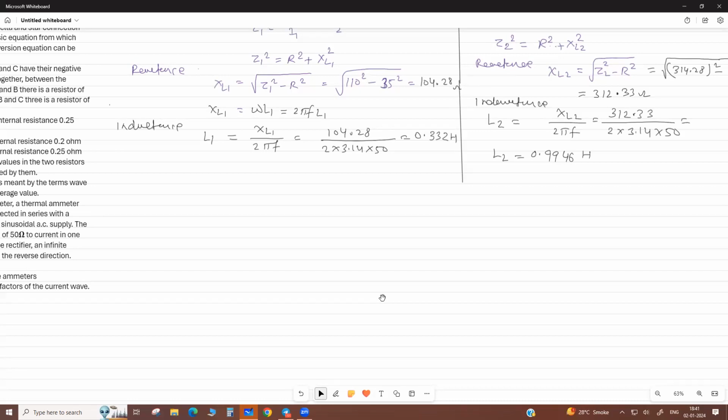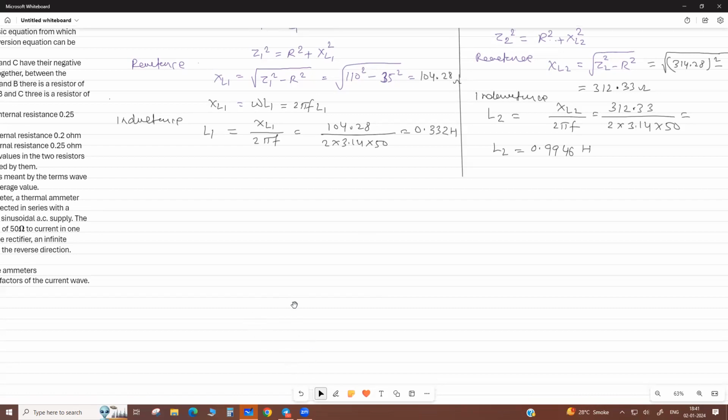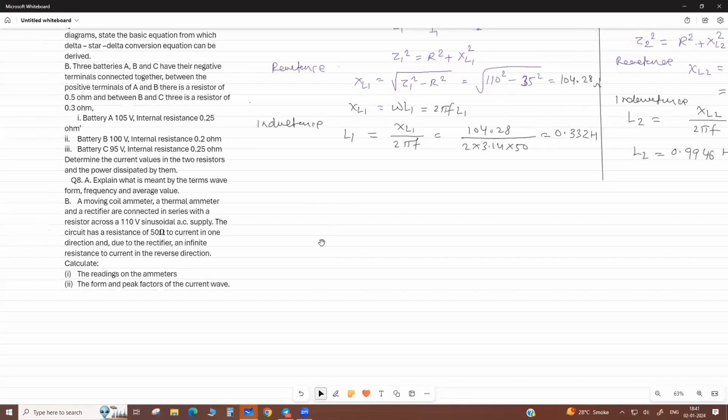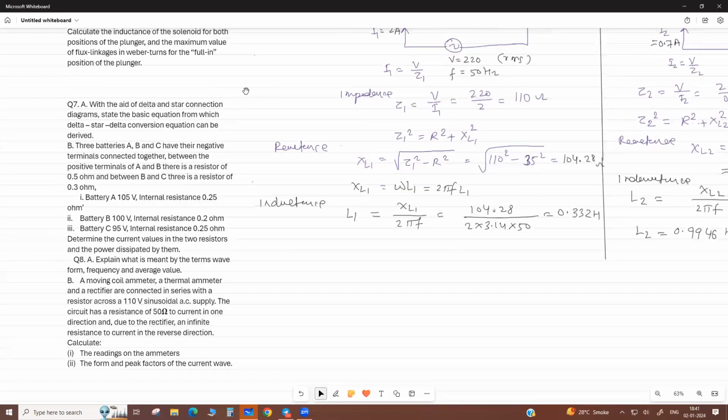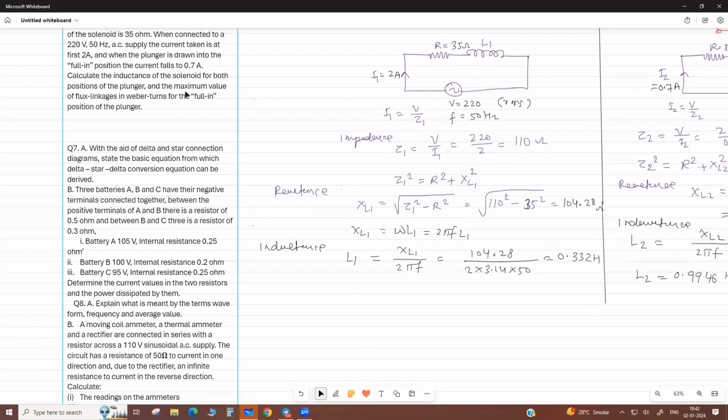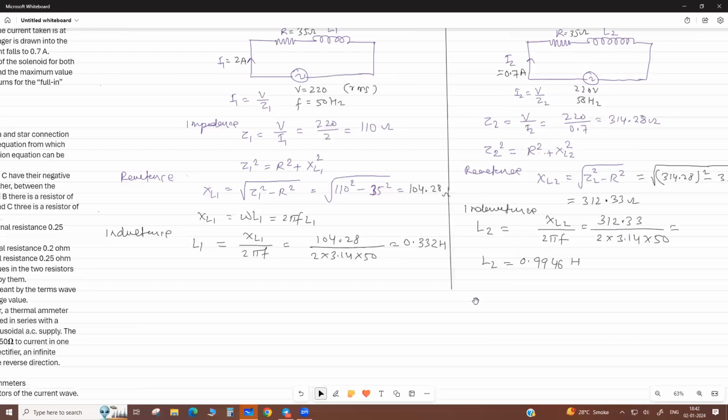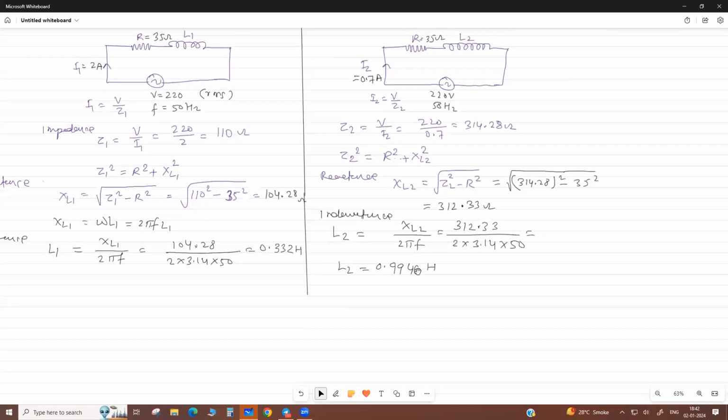Okay, so let us now come to the question part. Now the first part is over. They ask the inductance. Now the next part: the maximum value of flux linkage, not leakage, it is linking, in Weber turn. The unit is Weber turn. For the full in position, meaning the second case, you have to calculate the flux linkage.